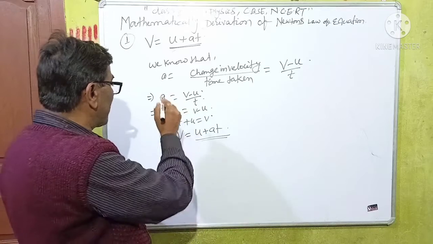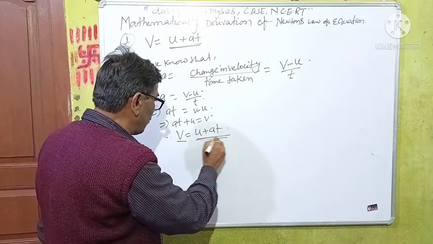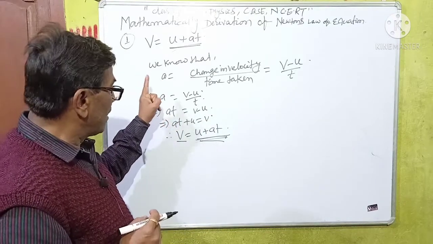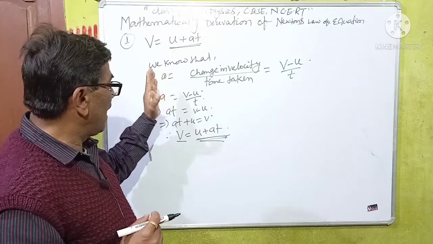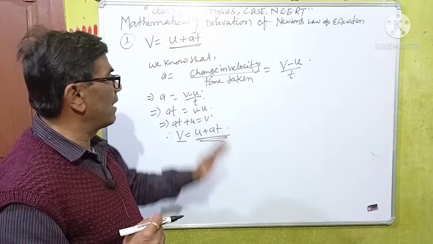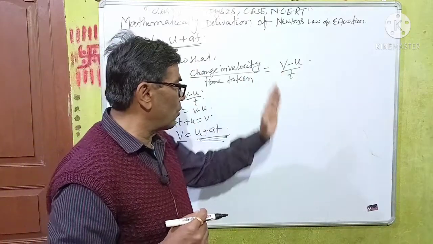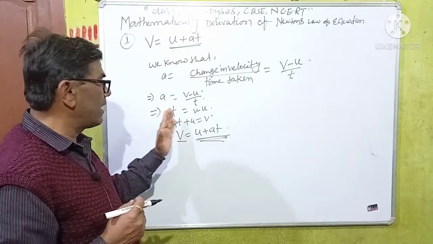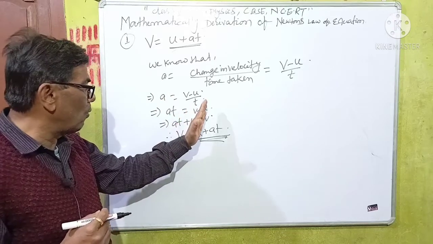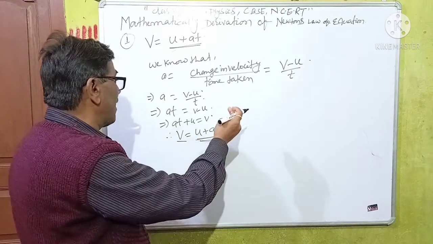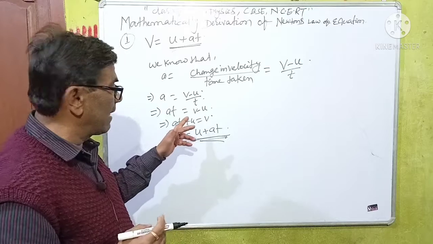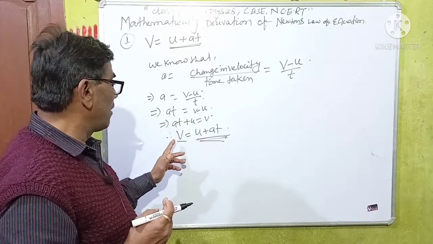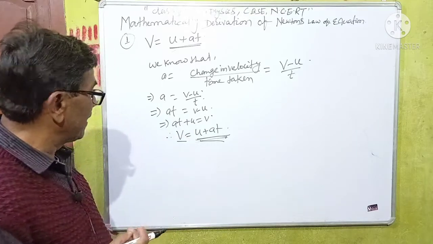So mathematically the formula v = u + at is derived through the definition of acceleration. Acceleration is equal to change in velocity upon time taken, which is (v − u)/t. Therefore a = (v − u)/t, then at = v − u. Transferring u from the right side to the left side, it becomes positive, so at + u = v. Therefore v = u + at.